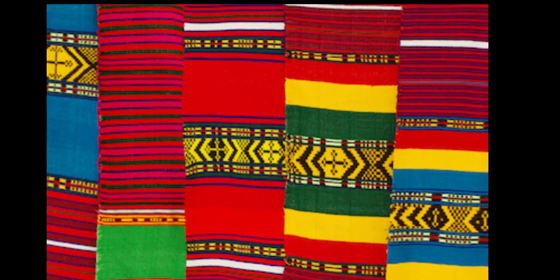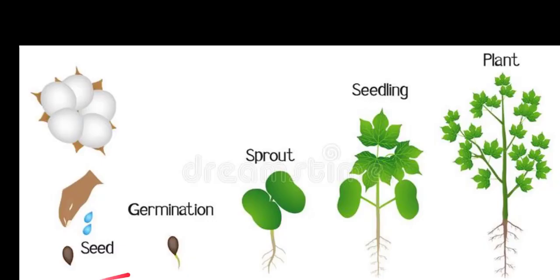Wow. Okay, let's see other patterns. You can see this in any traditional cloth. Let's see this one, a real life application of sequence. As you can see, seed, germination and sprout, seedling and plant. Of course, nature governs all of us. You can't skip from seed directly to plant. There has to be a sequence. There has to be patterns.